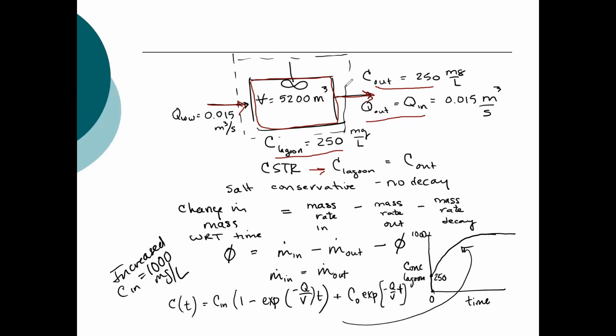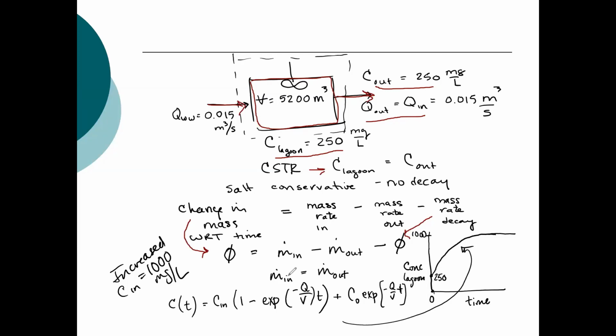So the next thing we did was we wrote a mass balance equation in words, which is simply that the change in mass with respect to time is equal to the mass rate in minus the mass rate out minus the mass rate of decay. Now we said that we were at steady state, so because we're at steady state, the change in mass with respect to time is equal to 0. And we can write mass rate in as m dot in minus m dot out to denote that this is a rate. And since we're told that the salt is conservative, there's no decay, and that mass rate is 0. So that means that the mass rate in equals the mass rate out, which is what you would expect.